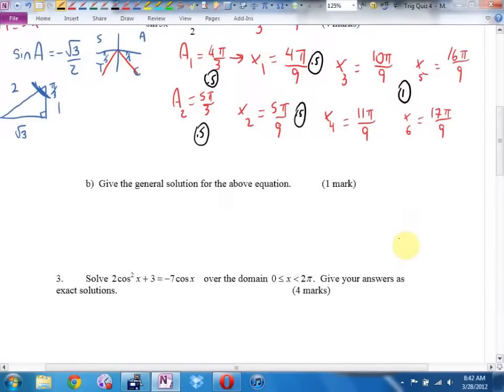Give the general solution. Now, all I'm going to do is list the first 2 primary or principal roots, which were 4 pi by 9 and 5 pi by 9. And to both of those, I'm going to add multiples of the period. What was the period? 2 pi by 3. And to show that I'm adding multiples, I put an n there, and then I mention n is an integer. You could have put 6 pi by 9 here, Carson, if you didn't bother reducing. That's fine.